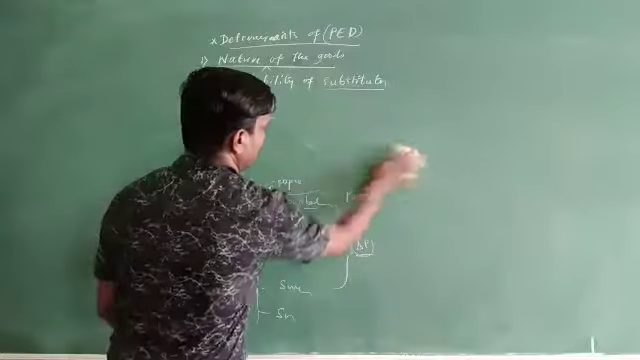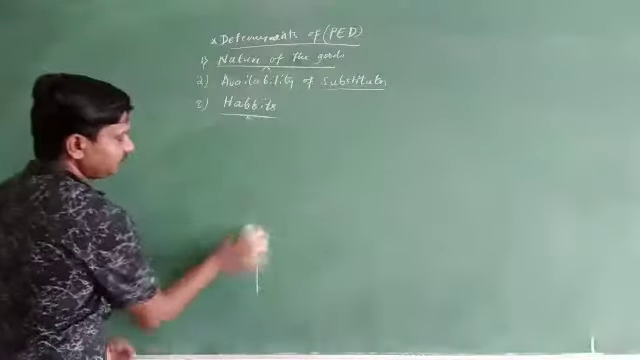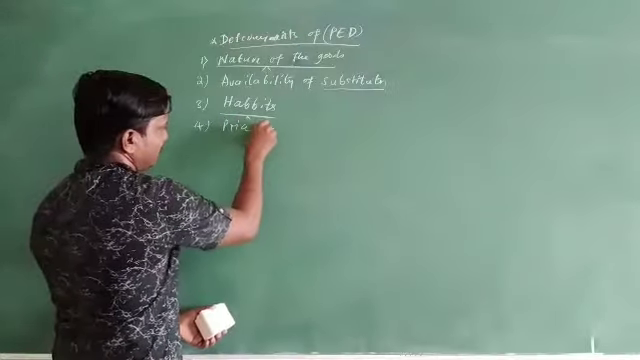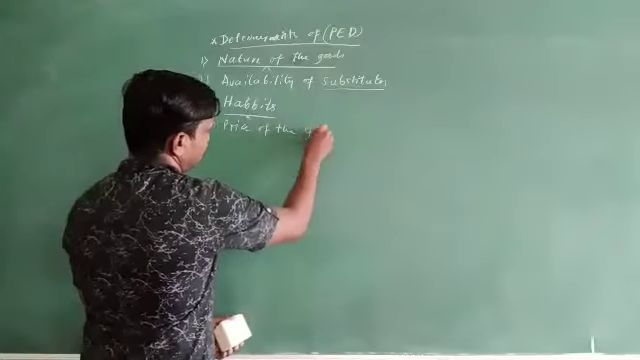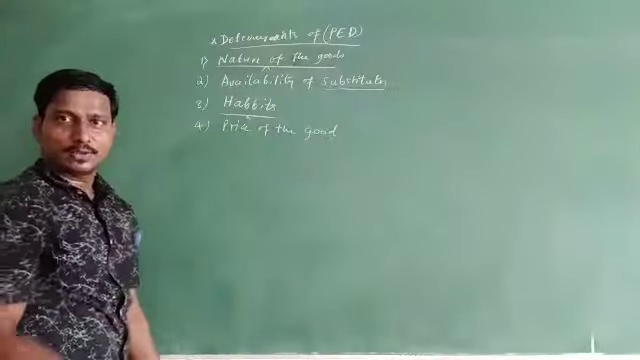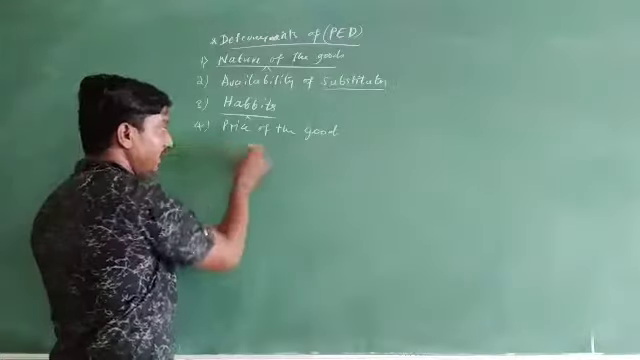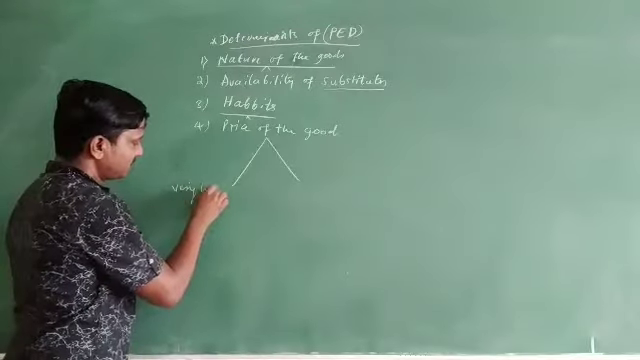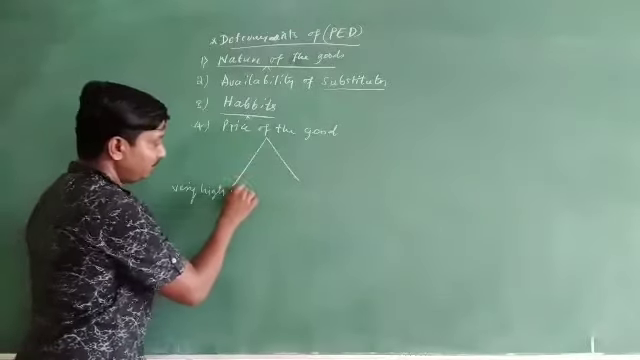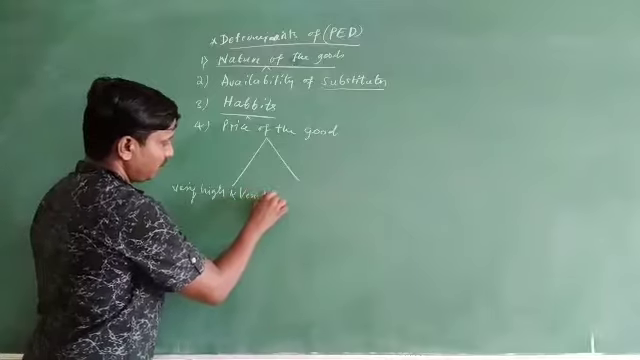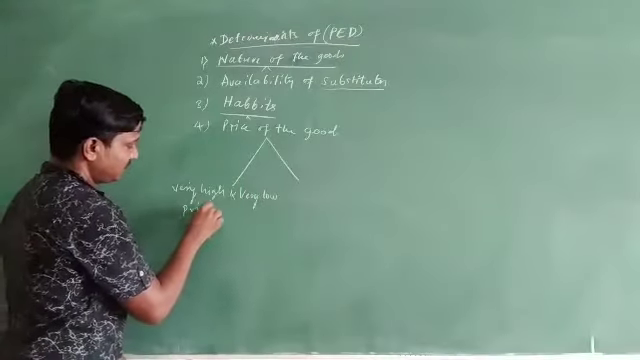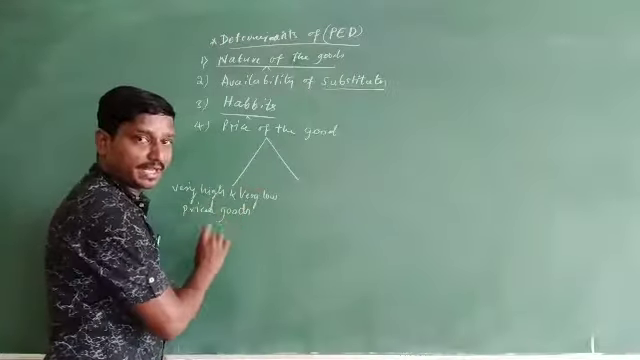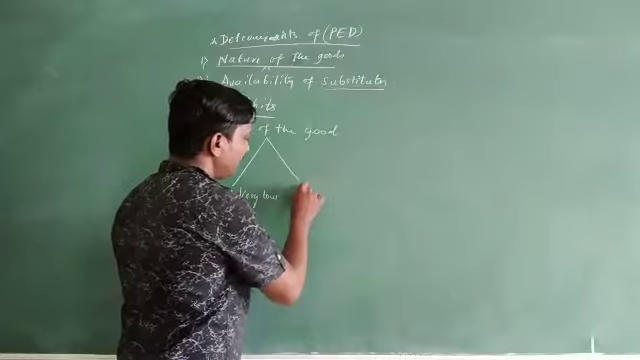Coming to the next one now. If I go for the fourth one, that is about the price of a commodity, the price of the good. Here, in case of the price of the good, we again divide into two main heads: very high and very low priced goods, and here you can say average or normal priced goods.